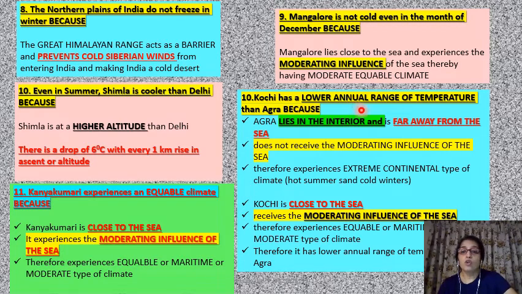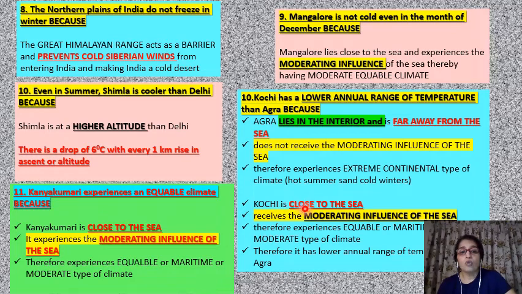Kochi has a lower annual range of temperature than Agra. Annual range, immediately bullseye, coastal region. So moderating influence of the sea. Agra lies in the interior and is far away from the sea. It does not receive the moderating influence of the sea. Therefore it experiences extreme continental type of climate, hot summers and cold winters.